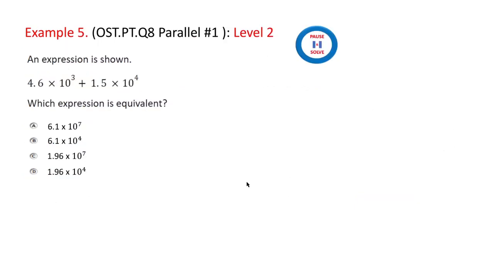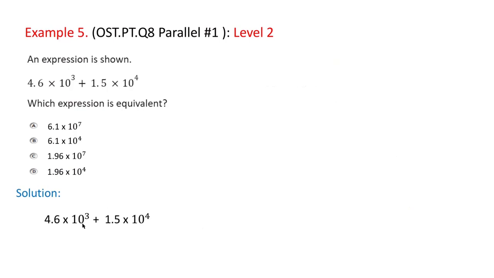Here's another example, the same thing. We are going to add these two numbers. So I'm going to take this 3 and turn it into 4, okay? It's better always to use the smaller of the two exponents. So to make this 4, I have to divide this by 10, multiply this by 10, 0.46 times 10 to the power 4. Now you add these two. You don't add the powers. You add these two, and it's 1.96 times 10 to the power 4.